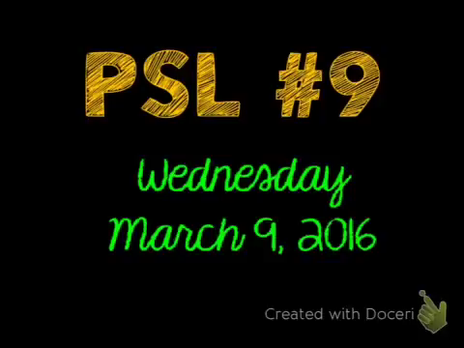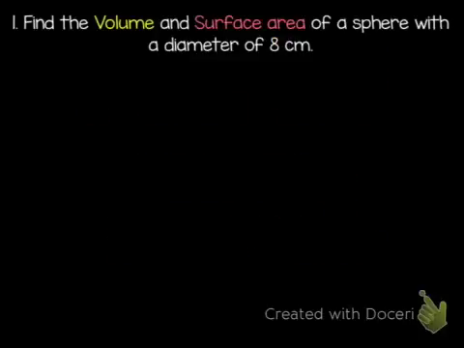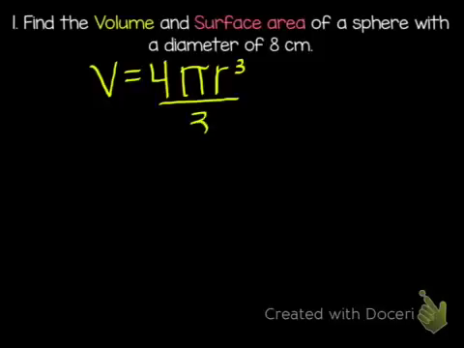So number one, we're going to be doing the volume and surface area, just like we have for the last 2 days, of a sphere. But this time it's telling us it has a diameter of 8 centimeters. So the first thing we need to do is recall our formula for the volume of a sphere. And that is volume equals 4 pi radius to the third power, and all of that's going to be divided by 3. So the next thing that they tell us is that we have a diameter of 8 centimeters.